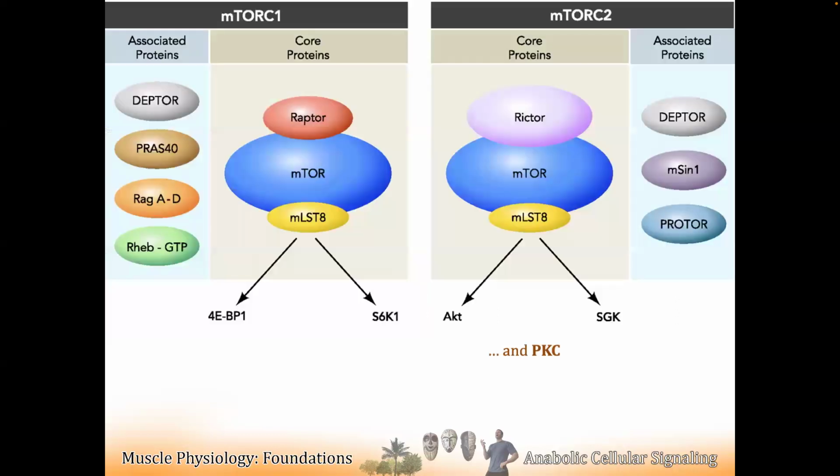So this is a look at the two complexes. We haven't talked about RAG yet, and we will later, but everything else in the complex 1 chart: Deptor, Pras40, Raptor, MLST8, S6K1, P70S6K, and 4EBP1. All of that stuff. The RAG GTPases, what you see over there, these are proteins that bind to mTOR, really to Raptor, when amino acids are abundant. It's a component of nutrient sensing. We'll talk all about it in a later lecture.